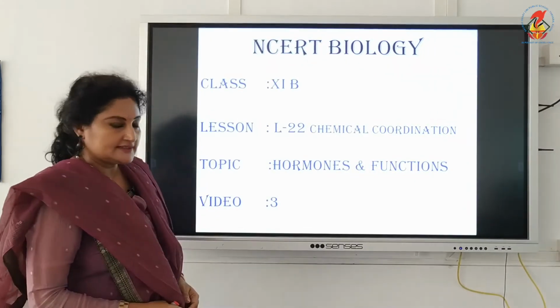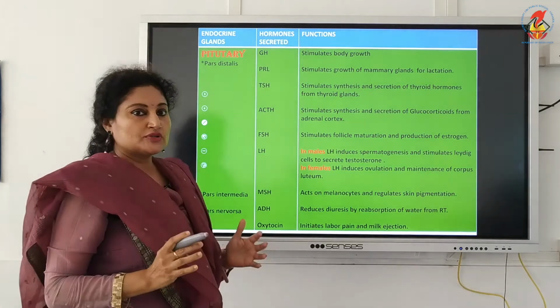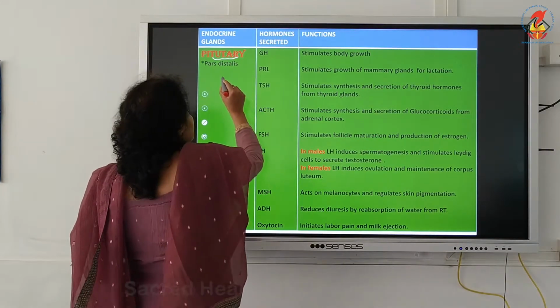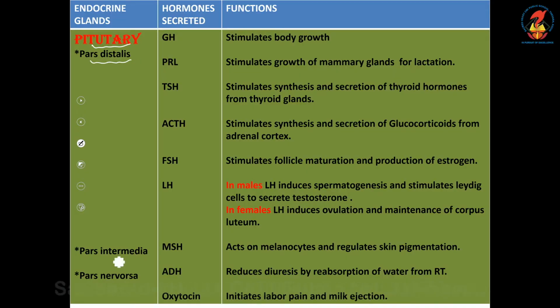So let's get started. The first gland I'm going to analyze is the pituitary gland, and we know the pituitary gland is divided into three parts: pars distalis, pars intermedia and pars nervosa. The hormones secreted by pars distalis are the growth hormone, prolactin, TSH, ACTH, FSH and LH.